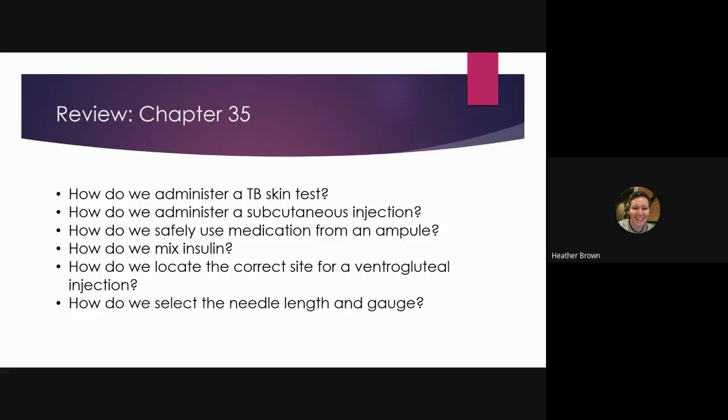The next one is, how do we safely use medication from an ampule? Filter needle. Wrap gauze around the neck and break away from yourself. Very good. So you can use a gauze or an alcohol pad. To me, gauze is safest, but it really depends on what you have available. Filter needle, and you can't give it with a filter needle. A filter needle will look like a little flexible tube. So you would know that you cannot give with it. So definitely you'll want to switch to a regular needle. You're going to filter it.